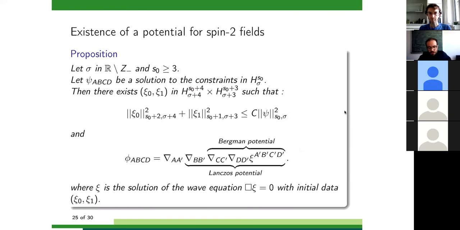I will have a representation of my solution to linearized gravity by a Hertz potential, which satisfies the wave equation with the right initial data. This is exactly the same theorem as for Maxwell. So as I mentioned before, the same thing is true for all higher spin fields, right? Whatever the integer or half integer is, it's all for spin one half, and all spins.